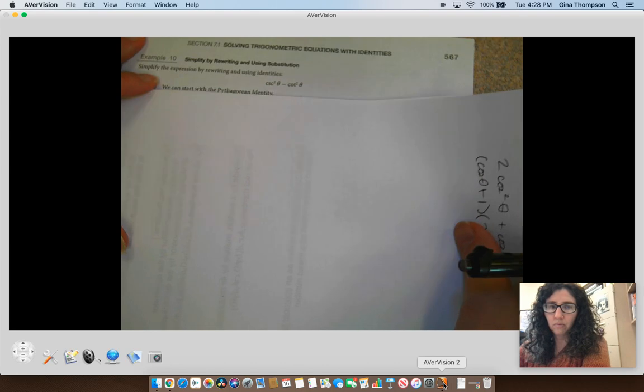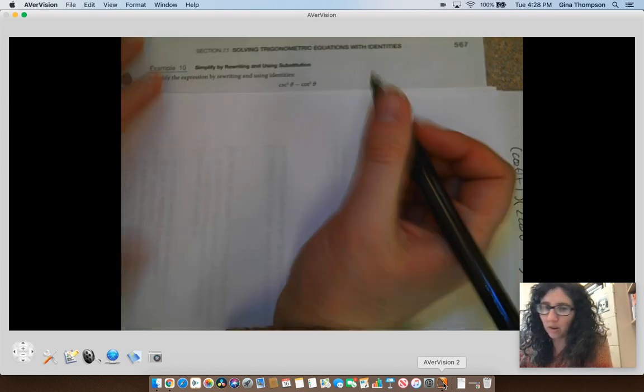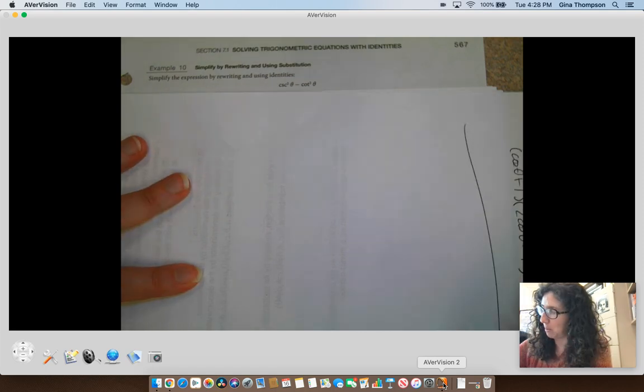Let's see if I do this sideways. I hate wasting paper. It's kind of like a dumb thing. Okay, I'm going to use this side of this paper.